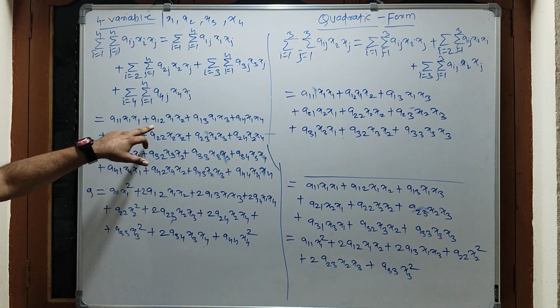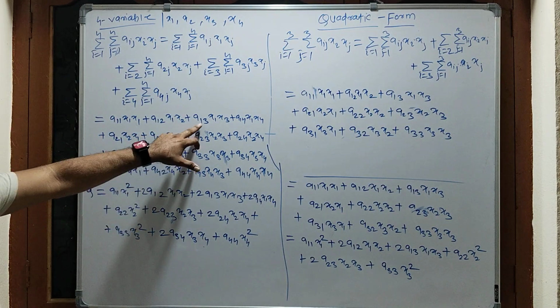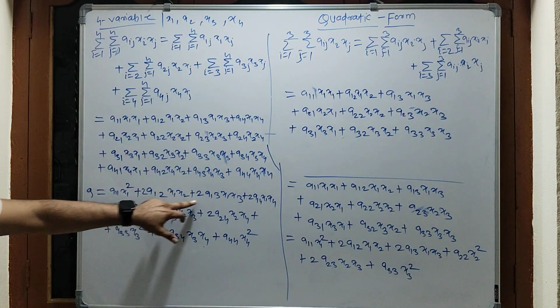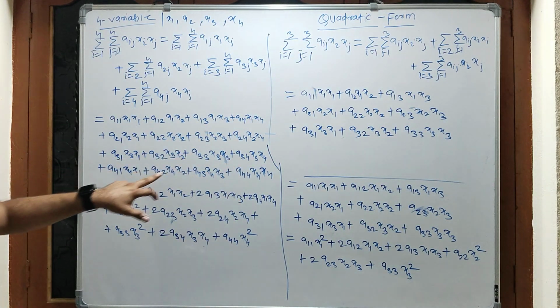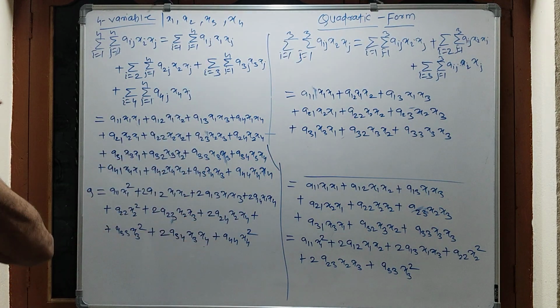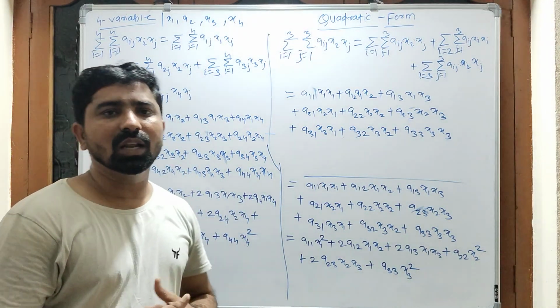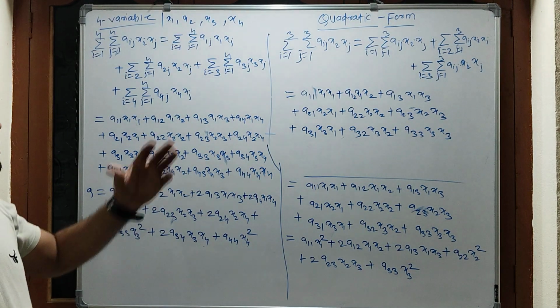Since a12 is the same as a21, this is 2 times a12. a13 is the same as a31, so this is 2 times a13. a14 is the same as a41, so this is 2 times a14. You will get this same expression. In this way you can write any quadratic form for 2 variables, 3 variables, 4 variables, either by using the matrix form.